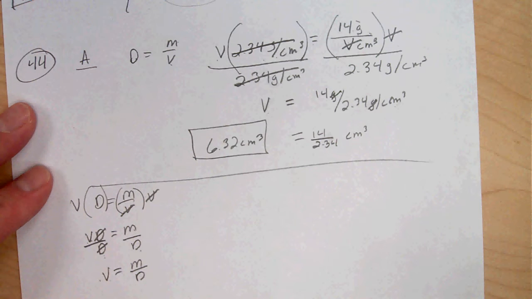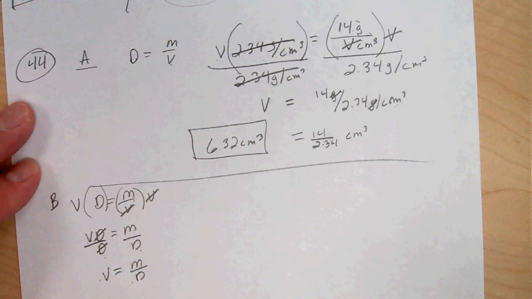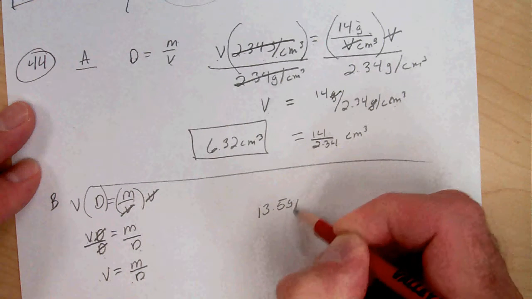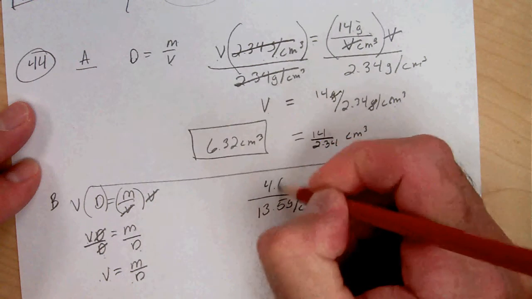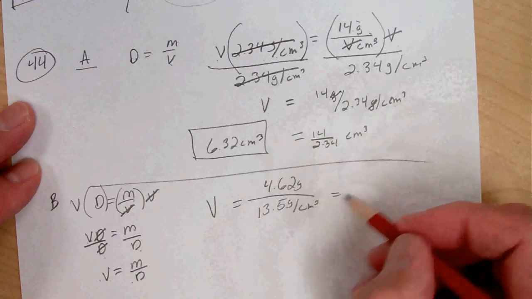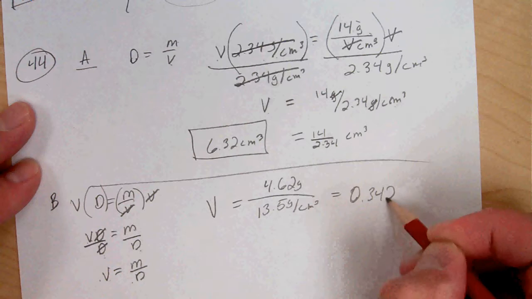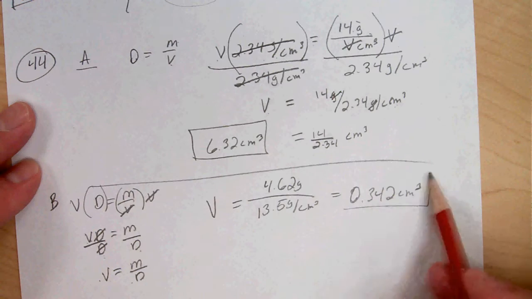Alright, so the last thing I had to do then is actually put some numbers in here. So I go back to problem number 43B, and I look, and 43B says that density is 13.5 grams per cubic centimeter, and mass was 4.62 grams. That's going to give me a volume, and my volume is 0.342 cubic centimeters. All right, that takes us to number 45.